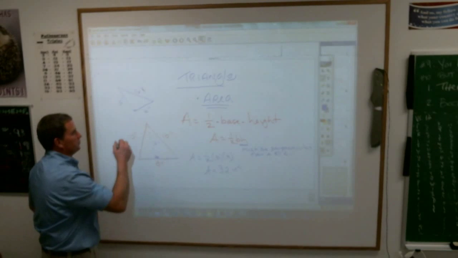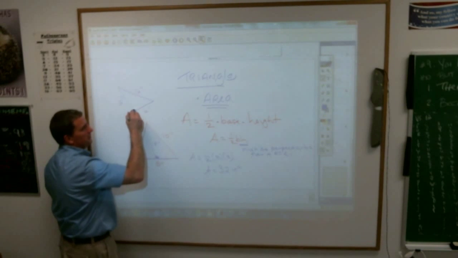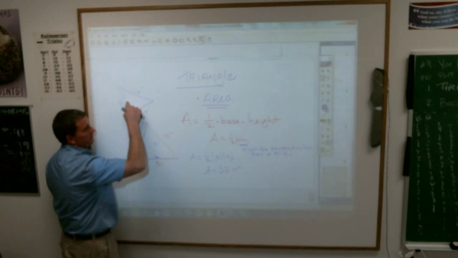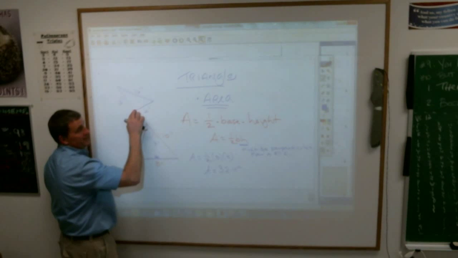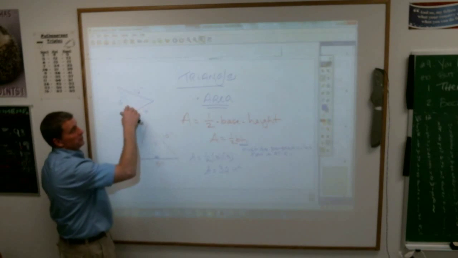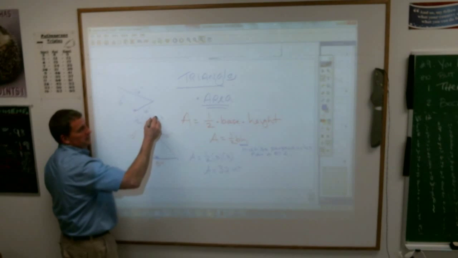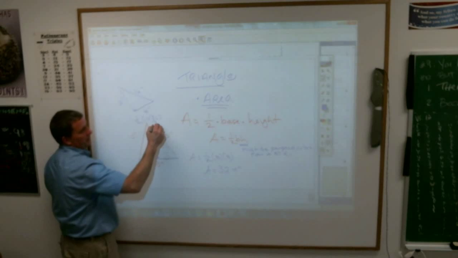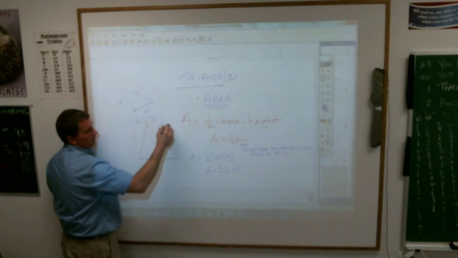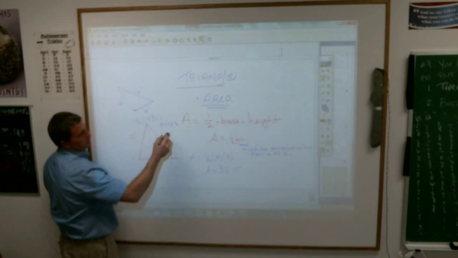Right. See this little square corner? That's what you look for. You find the right angle, and this one I don't need a dashed line because this is a right triangle. You just use those two. So it's 1/2 of 15 times 6. 6 times 15 is 90. Half of 90 is 45 inches squared.